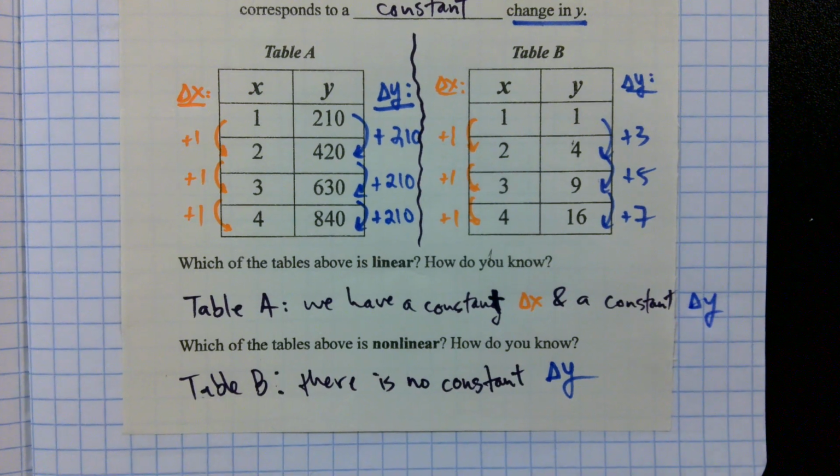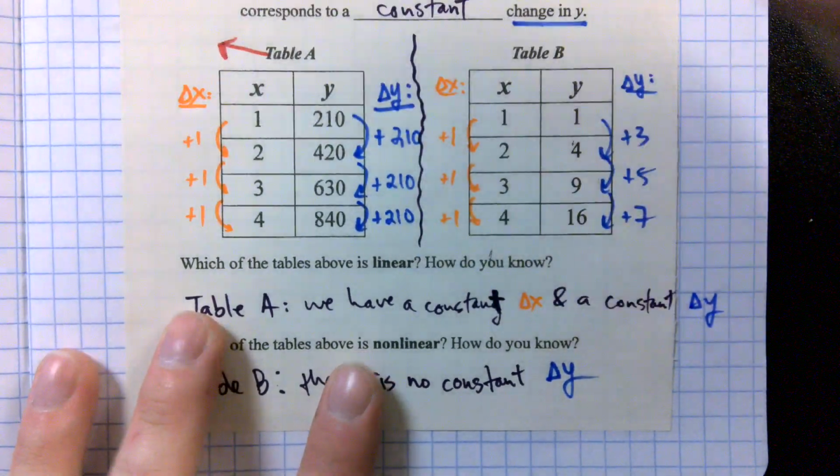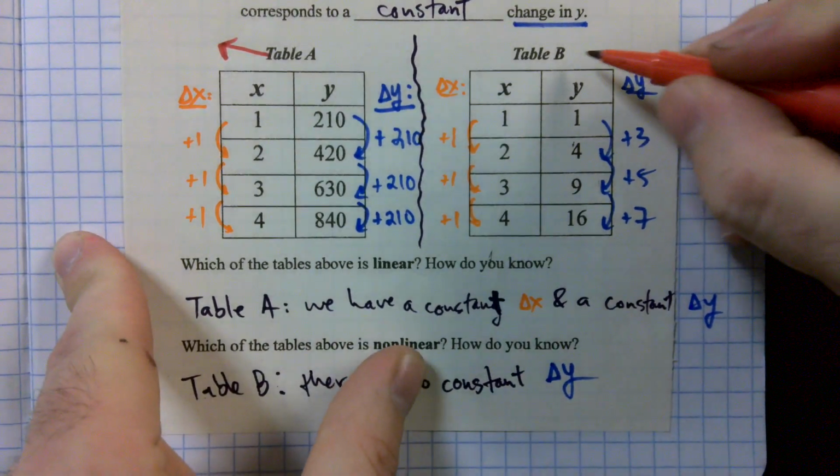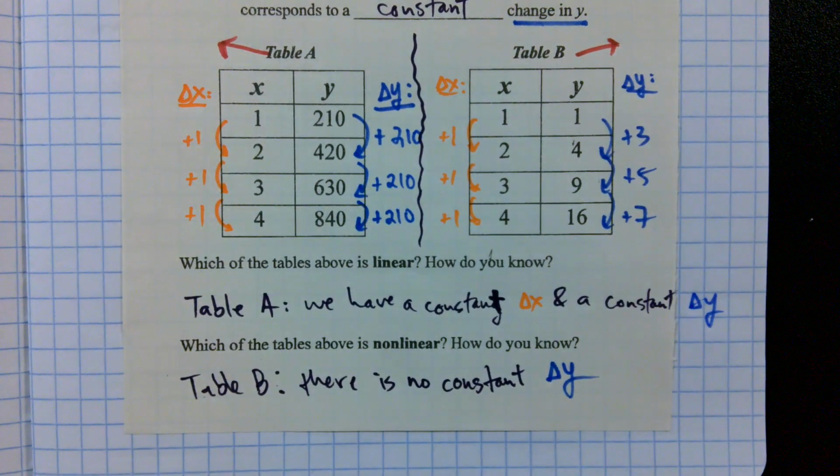Now, just for fun, anyone have an idea of what my equation for table A would look like? If I was going to write an equation for that relationship, what would it look like? 1x plus 1. Actually, take 30, 60 seconds with your group. Try and figure out if you can write an equation for table A and write an equation for table B. See if you can figure it out.